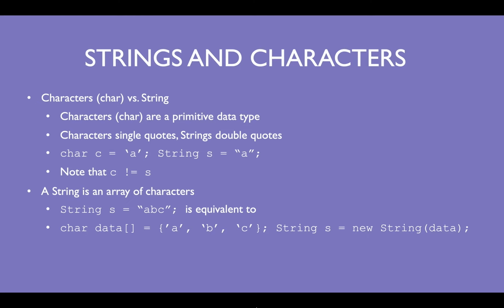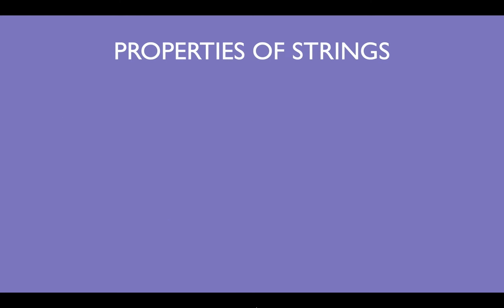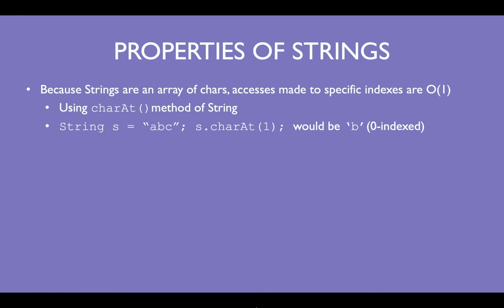Because strings really are an array of characters, accesses made to specific indexes of a string are in constant time. Using the charAt, or character at, method of a string returns the character at that index of the string. And because Java is zero indexed, the index 1 of the string "ABC" is the character B.